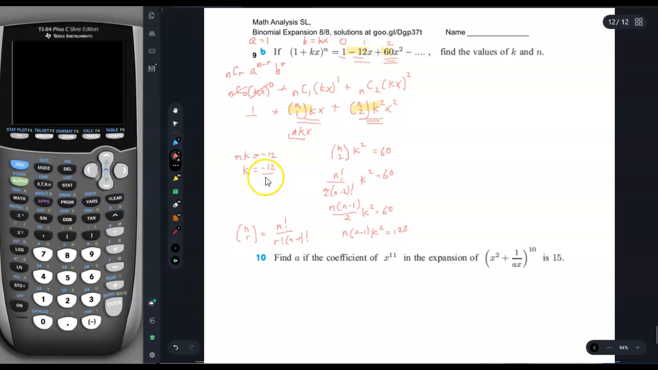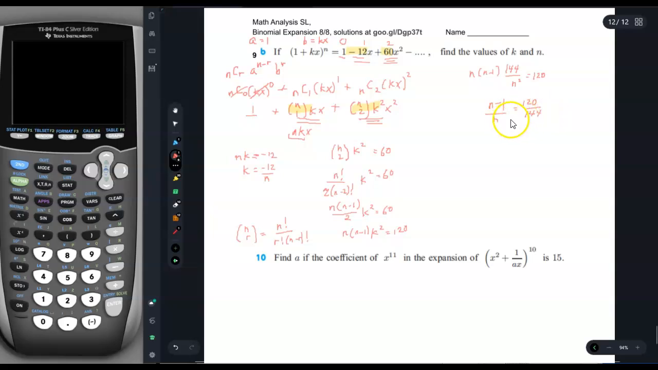So our k value is also equal to negative 12 over n. So instead of k squared, we're going to put negative 12 over n. So we'll put n times (n minus 1), k squared, which is going to be negative 12 squared, which is positive 144, divided by n squared equals 120. So now we have n minus 1, and the n cancels with the n squared, and then we just have n here. And now we have (n minus 1) divided by n equals 120 over 144.